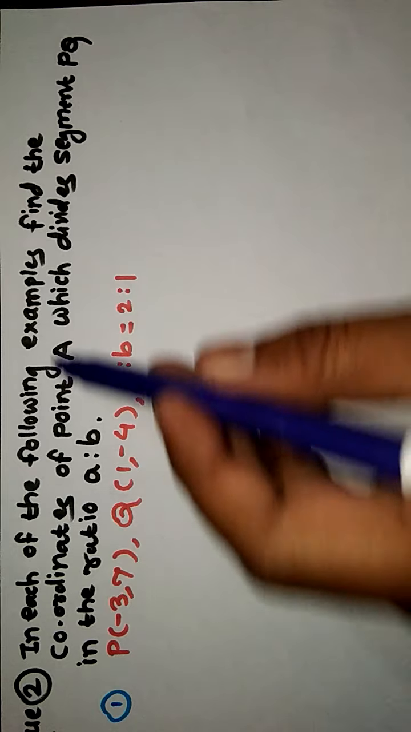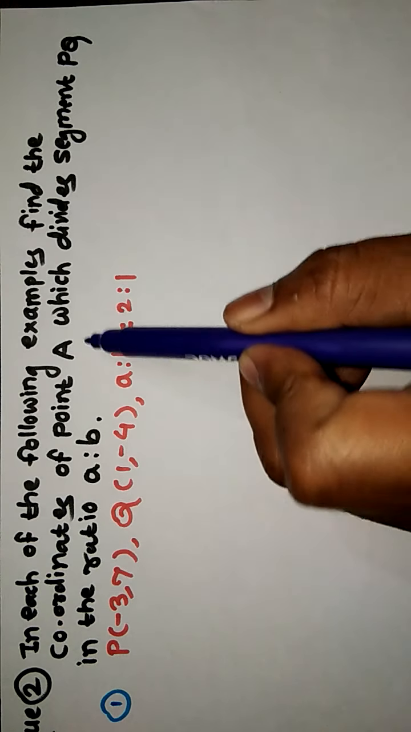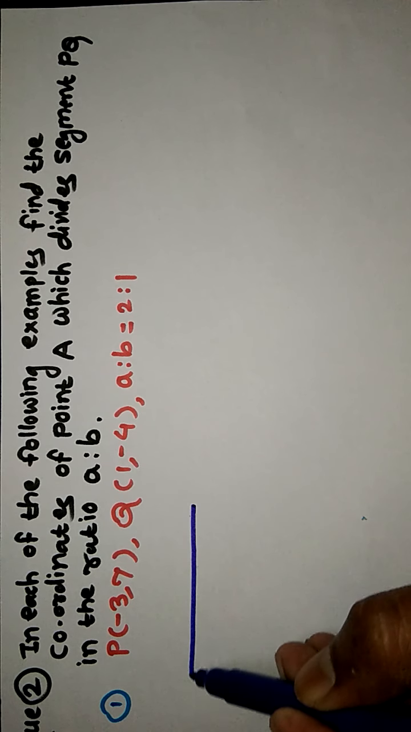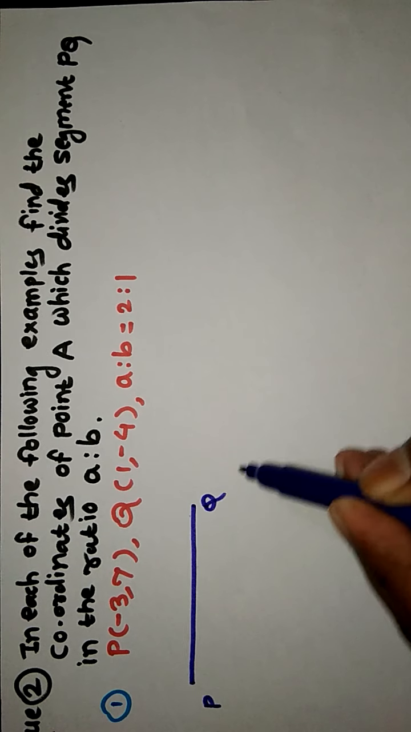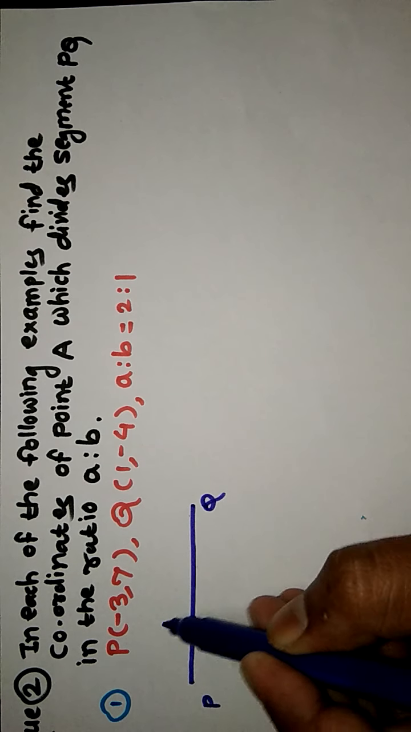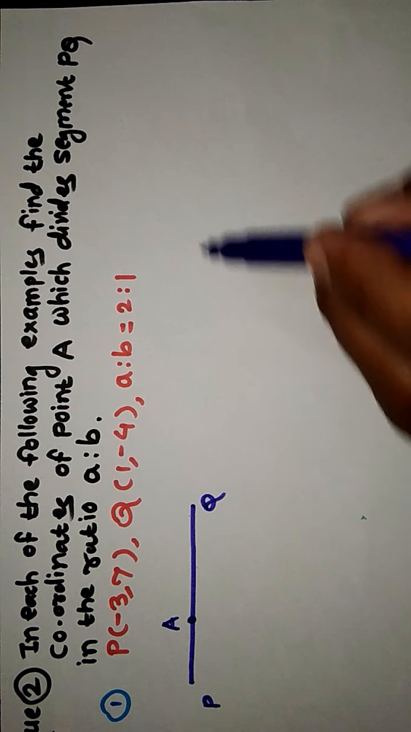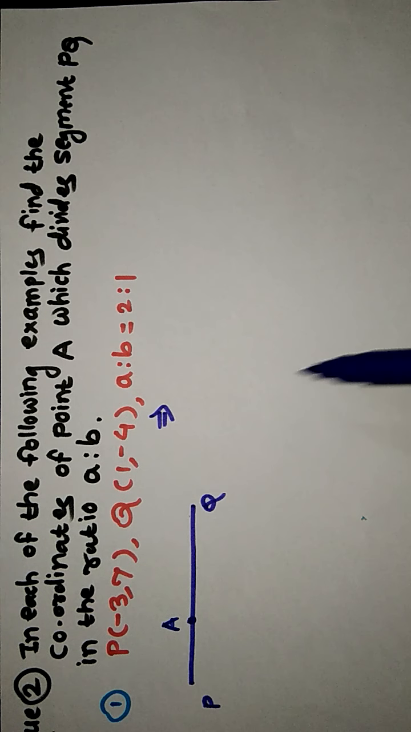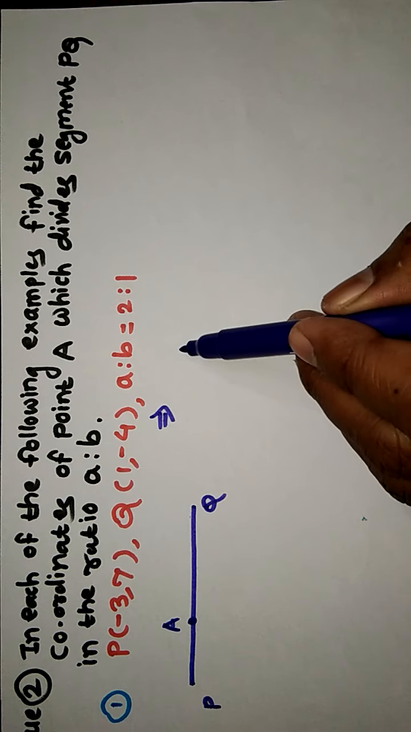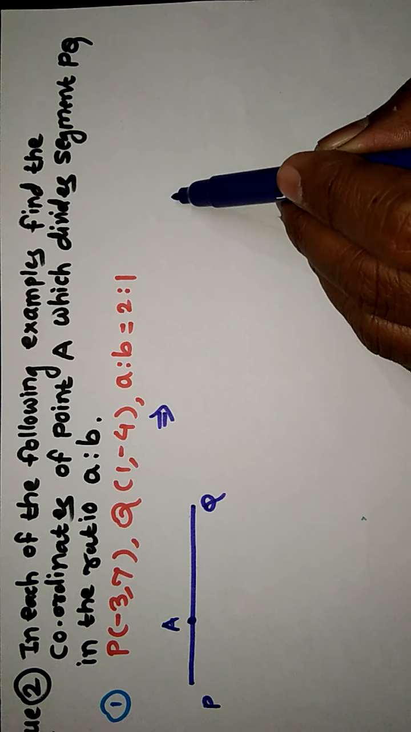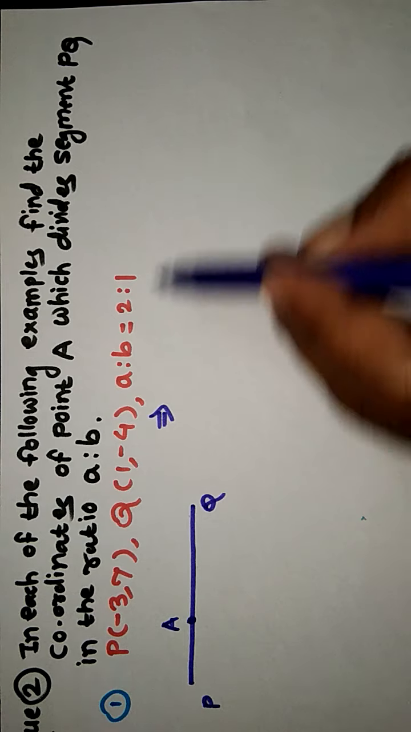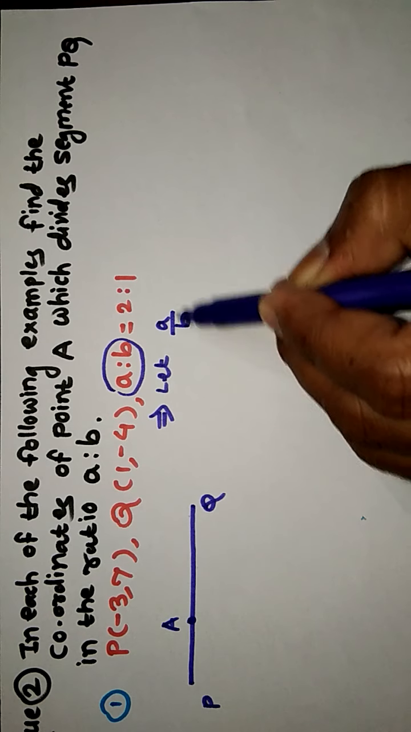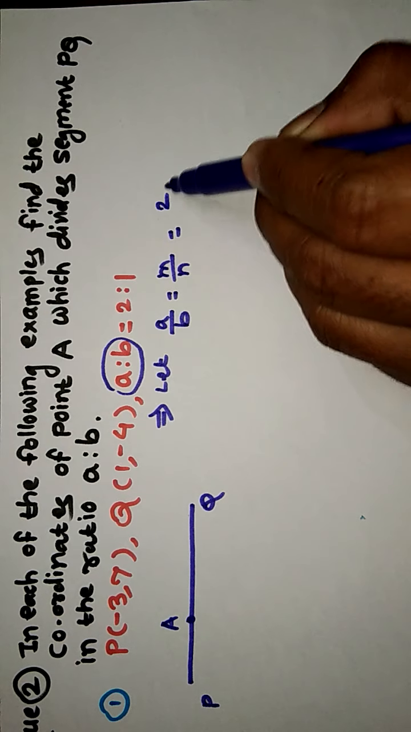See example number 2. In each of the following examples, find the coordinates of point A which divides segment PQ in the ratio a to b. First draw the segment PQ, where point A divides segment PQ in the ratio a to b. Here remember that we have the section formula: x is equal to (mx2 plus nx1) upon (m plus n), and y is equal to (my2 plus ny1) divided by (m plus n). Therefore, this ratio, let us first write down, a divided by b means m divided by n is equal to 2:1.